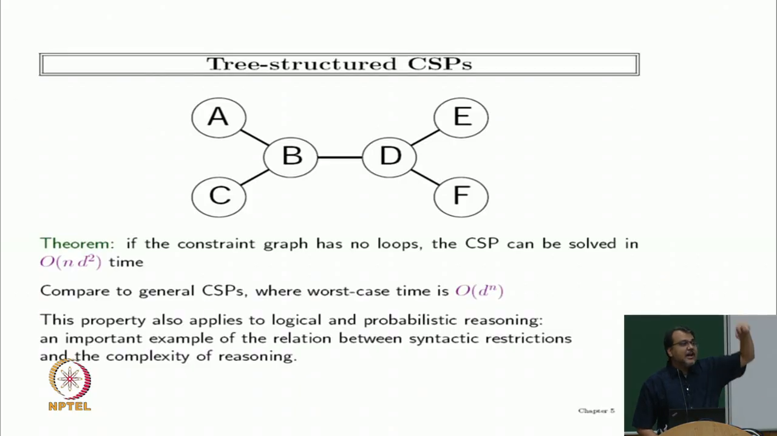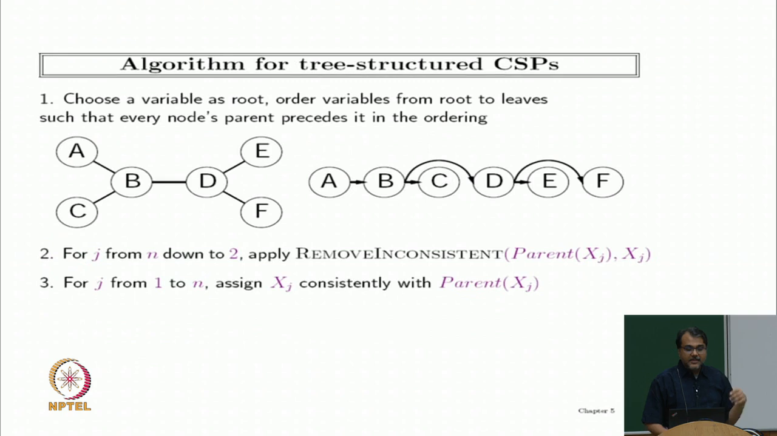Let us talk about what happens when I am given a tree. How can I solve this problem much faster and in n d square time without doing any search whatsoever? Okay. Now the idea is you hang the tree from a node, right? So you basically do some kind of a topological sort. Let's say I try to hang this tree from the node A, okay? And then A has child B and B has child C and B has child D and D has child E and D has child F.